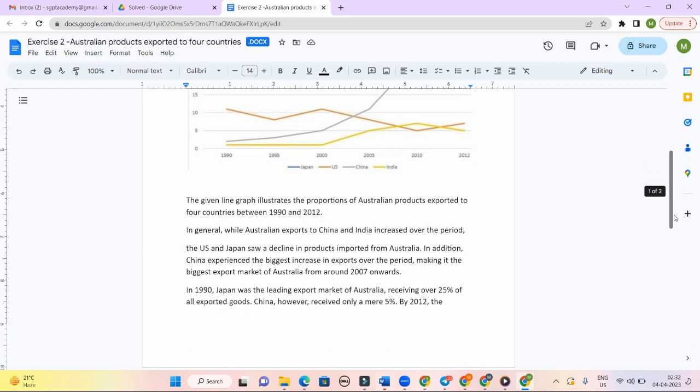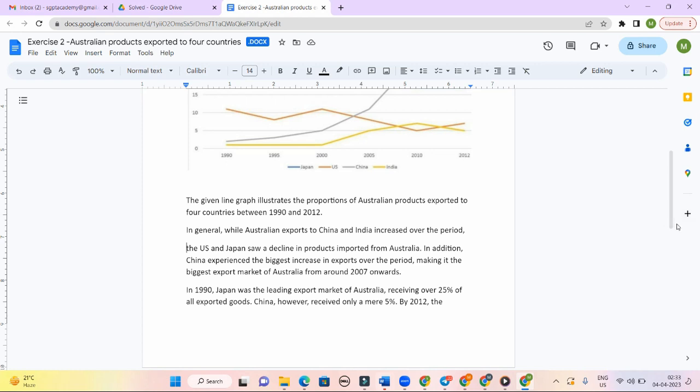So here you can see in the introductory paragraph, or in the first line, you show what this graph is about. That is the 4 countries depiction. And in the next paragraph, you give the overall depiction: Australia's exports to China and India increased, whereas they declined for US and Japan. So this is the most observable feature, and in the next paragraph you give the most observable features.